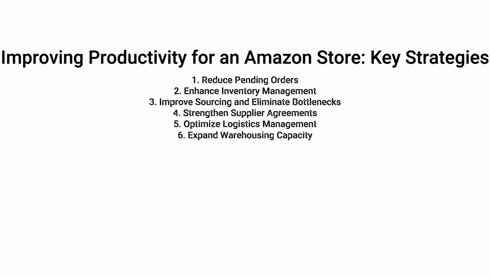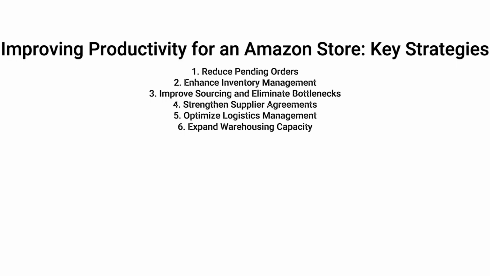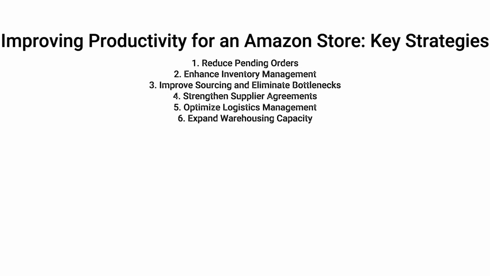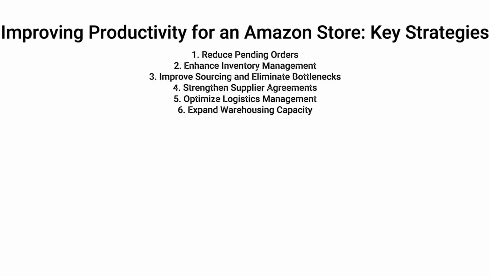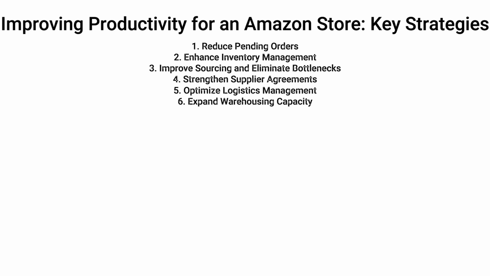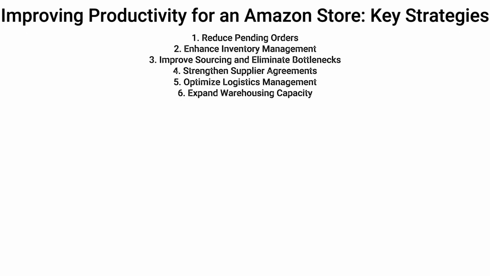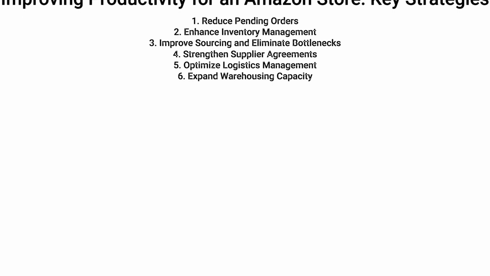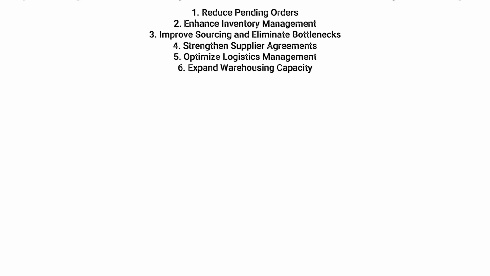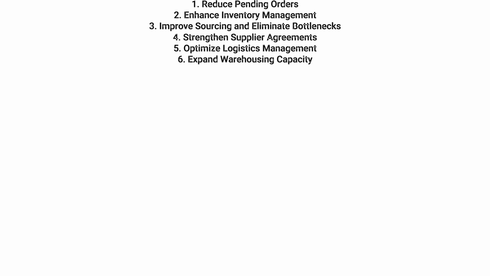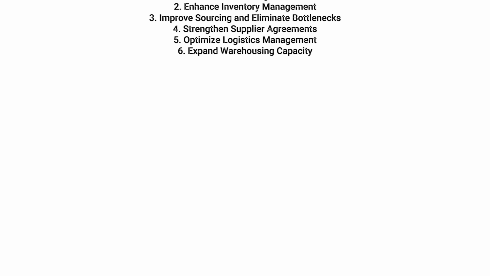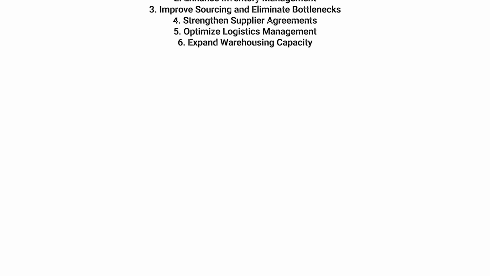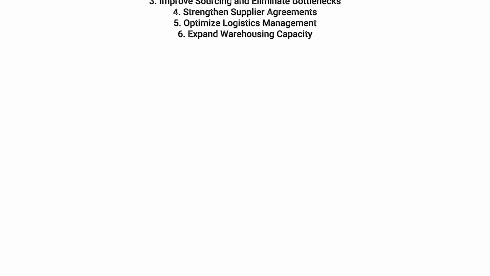4. Strengthen supplier agreements. Build stronger, more transparent relationships with suppliers. Negotiating better terms, delivery schedules, and accountability clauses can ensure more consistent supply and fewer delays. 5. Optimize logistics management. Streamline logistics by using efficient carriers, adopting route optimization, and leveraging Amazon's FBA, Fulfilled by Amazon, network where applicable. Proper tracking and proactive issue resolution can reduce delivery errors and delays.